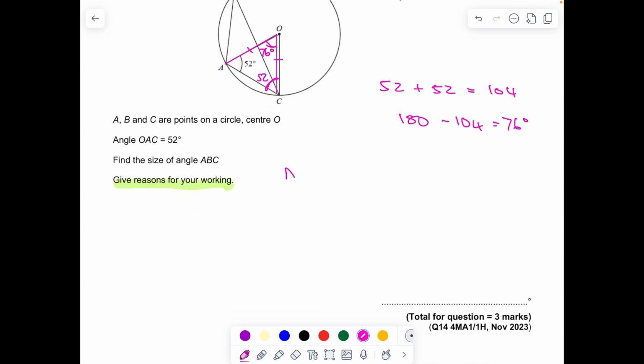And so I'm going to put my reasons down. So angles in a triangle add up to 180 degrees.